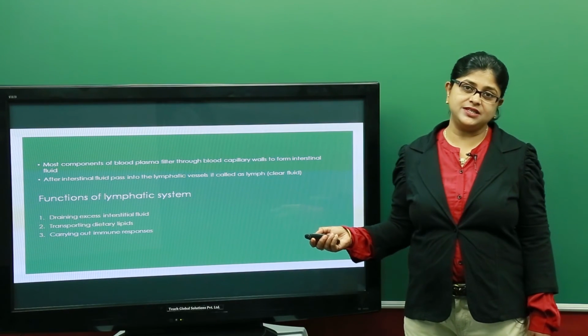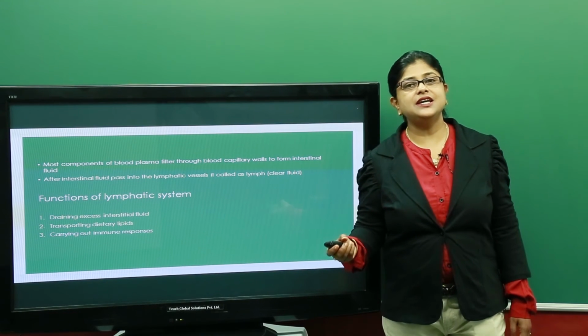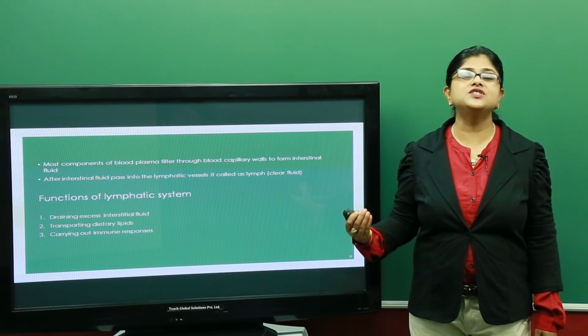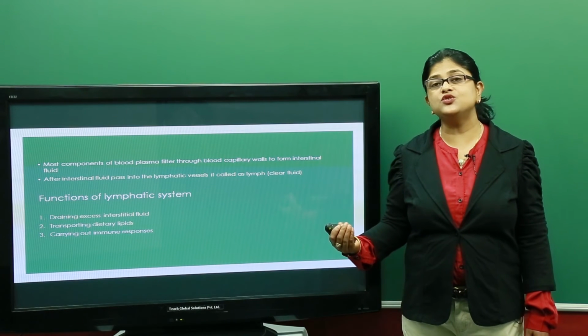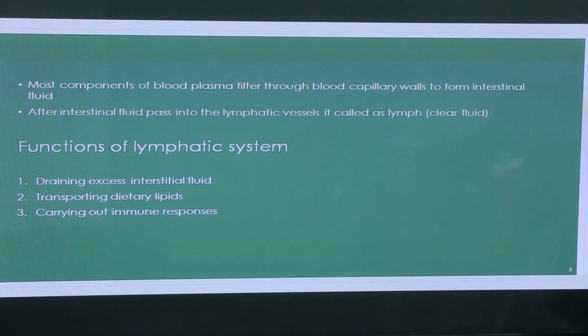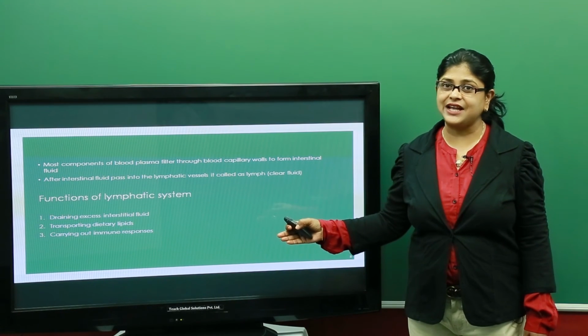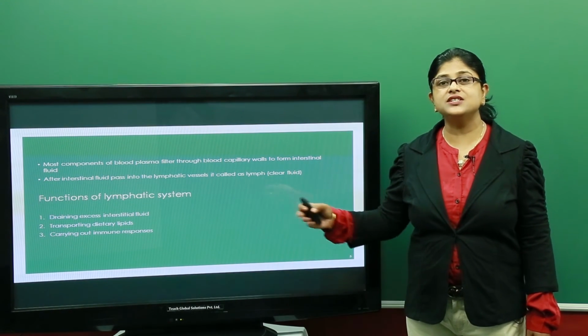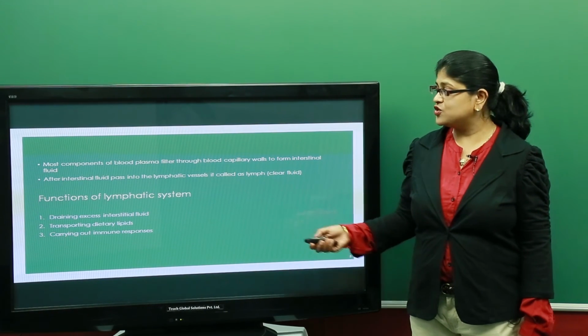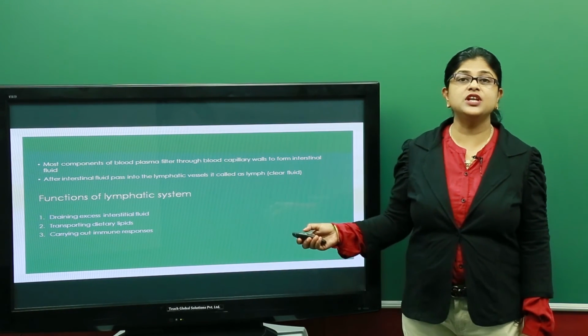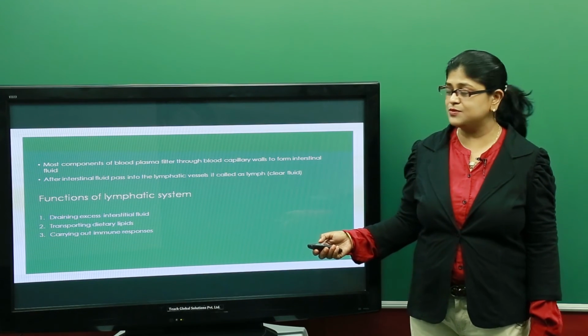Transportation of dietary lipids. The lipid component absorbed from the GI tract goes into more permeable lymphatic vessels called lacteals. So the lipids absorbed from dietary sources in the GI tract, along with the lipid-soluble vitamins like A, D, E and K, would also get absorbed into the lacteals and then ultimately get drained into the venous circulation. So the lymphatic system also helps in circulation of lipids and the fat-soluble vitamins.